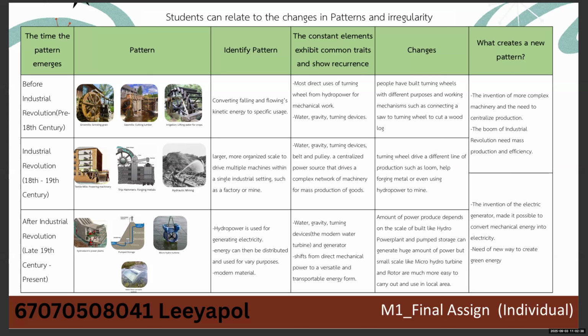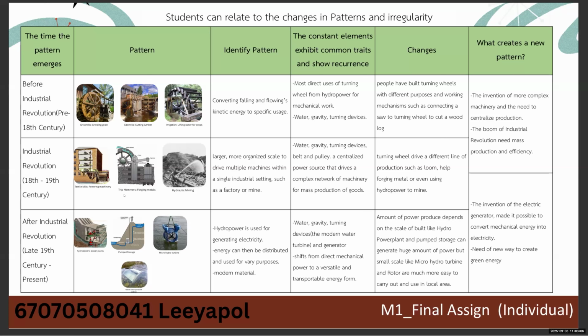The invention of more complex machinery and mass production were the main drivers of the change. The boom of the Industrial Revolution demanded greater efficiency, which led to the next period of hydropower, which is the Industrial Revolution during the 18th to 19th century.